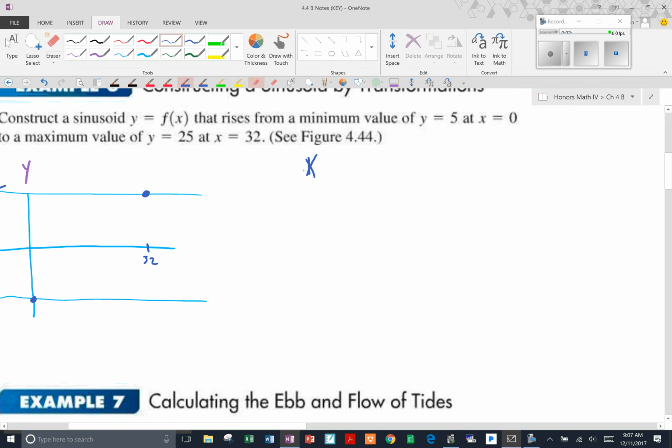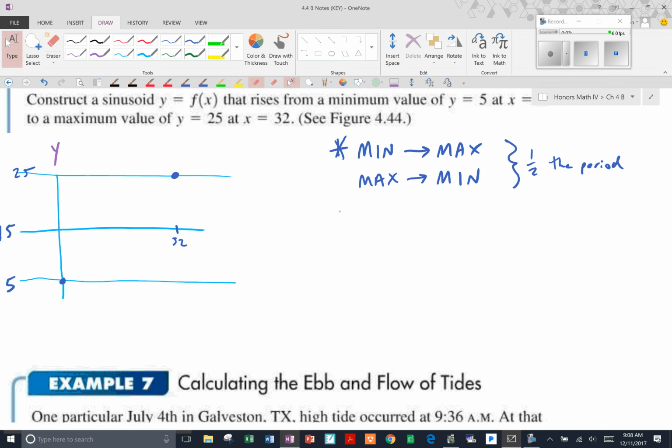Let's write this here. This is a pretty important idea here that's going to pop up quite a bit. The distance from your minimum to your maximum, or from your max to your min, in any sinusoid is going to be half the period. So we know in this case here that half the period is 32, which means that the period is 64.